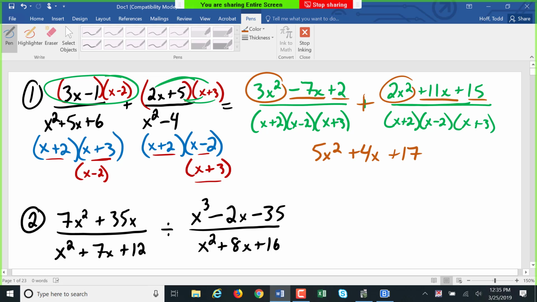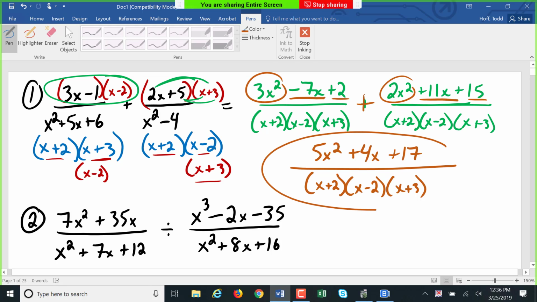Is that factorable at all? It's ugly to try, but yes, it makes it easier that it's 17 because 17 is prime. So it's only 1 and 17. There's no way to combine that with the 5x squared to give us that 4x. So no, that cannot be factored. So it's that over x plus 2, x minus 2, x plus 3.